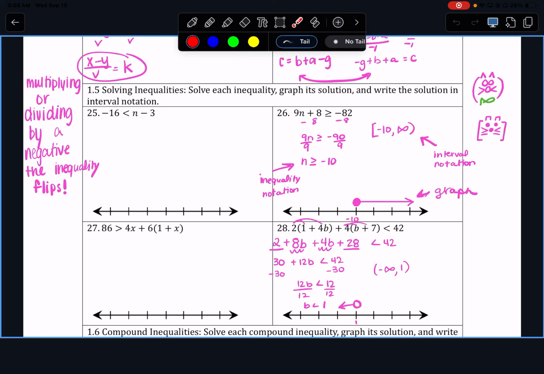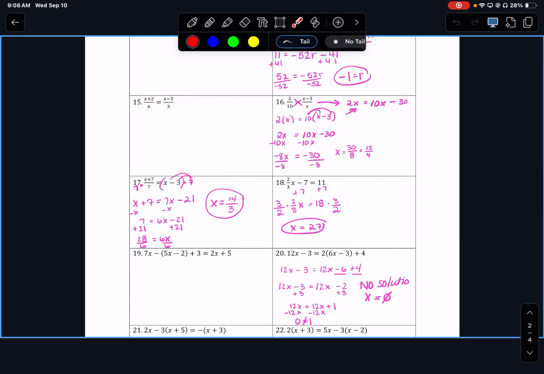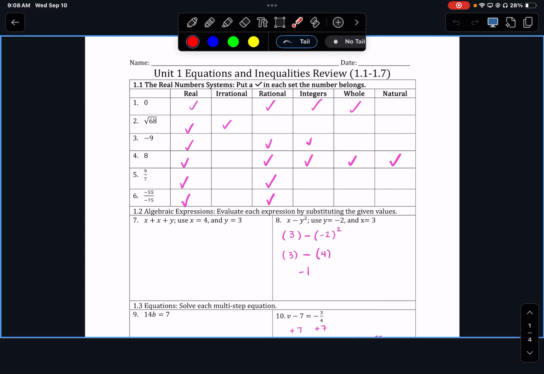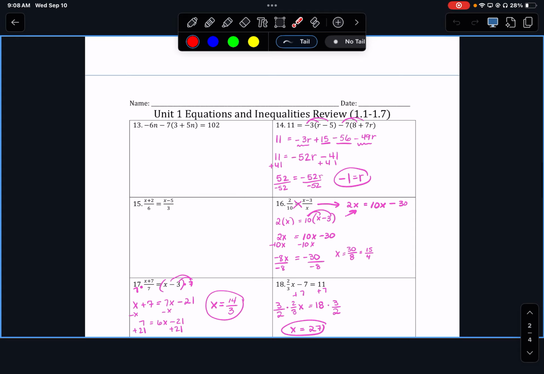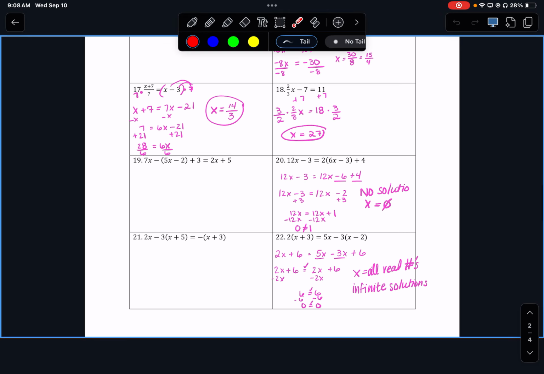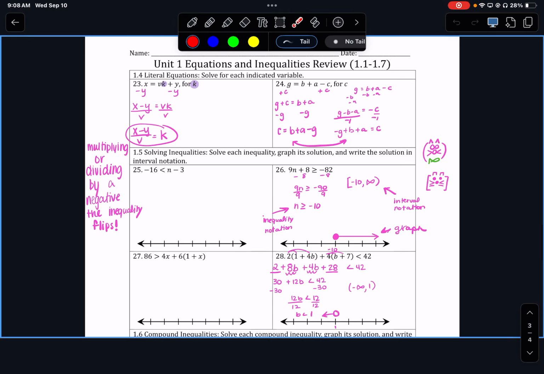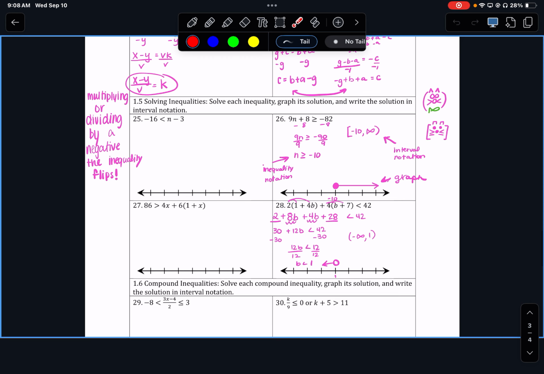At the beginning of class before our test, okay? Now, we did section 1.1, we did section 1.2, 1.3, 1.4. We also did 1.5 yesterday. So with 1.5, that is inequalities, okay?